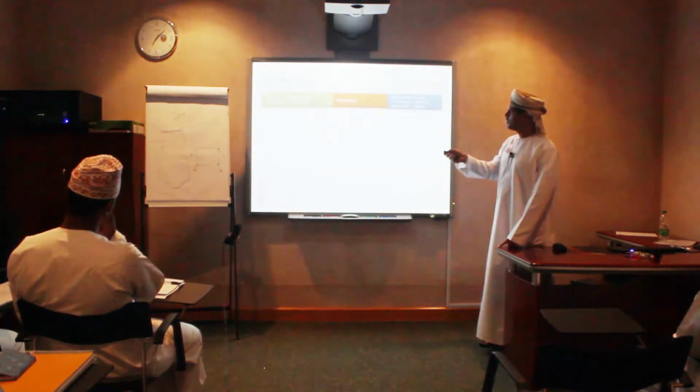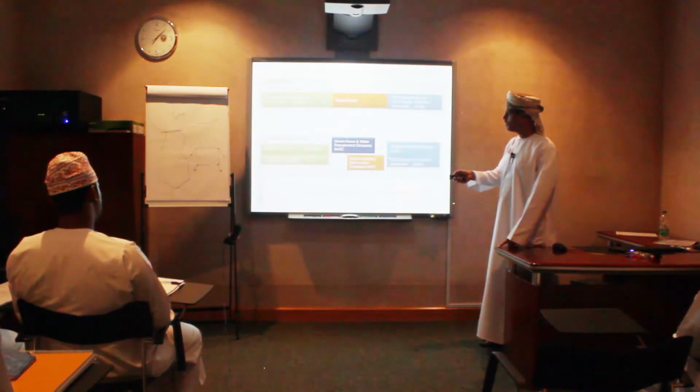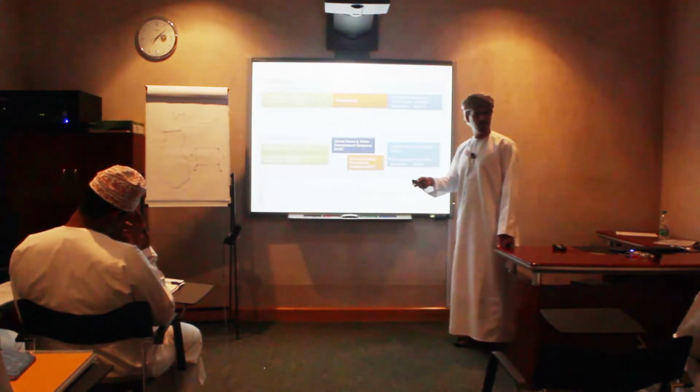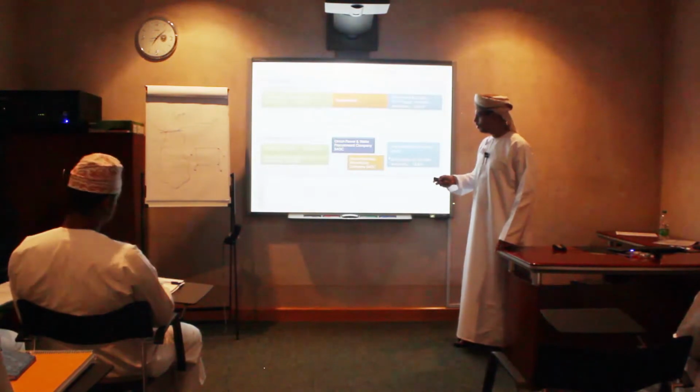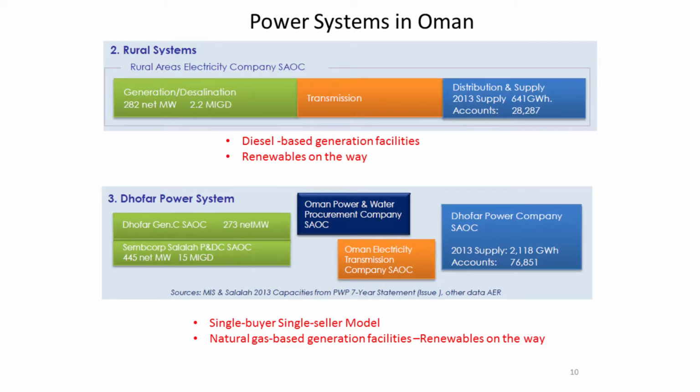We have other systems, like the rural area system and also the Dhofar Power Company. The Dhofar power system is similar to the main interconnected system in the north. I'll talk about this later, but the Dhofar Power Company is very similar to the main interconnected system. You have 2 generation companies, you have the transmission company, and you also have one distribution company.